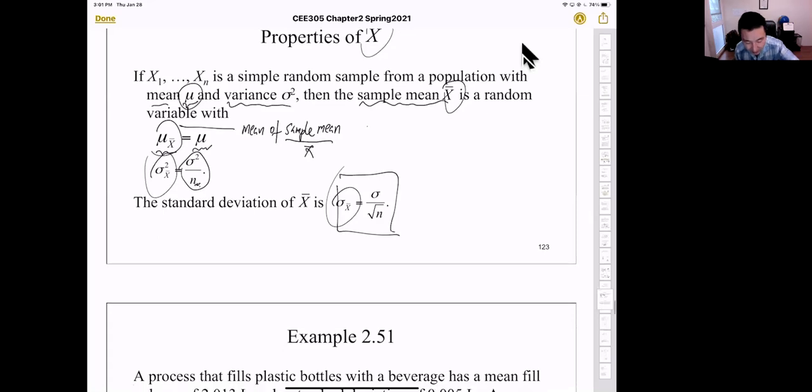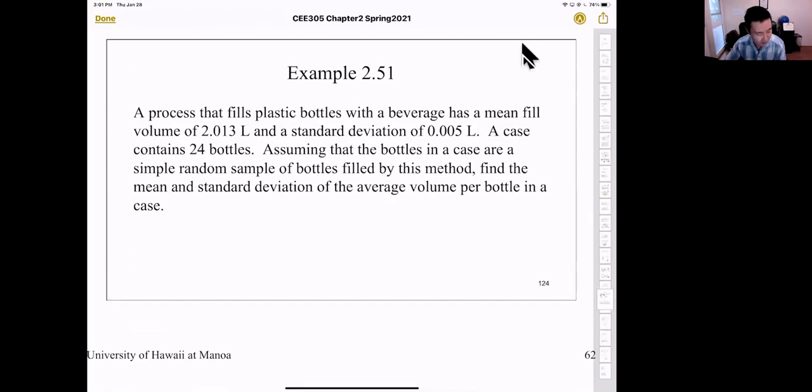Okay, so what does that mean? Look at this, the last question for today. A process that fills plastic bottles with a beverage has a mean fill volume and a standard deviation. A case has 24 bottles. Assume the bottles in the case are simple random samples, and find the mean value and the standard deviation of the average volume.